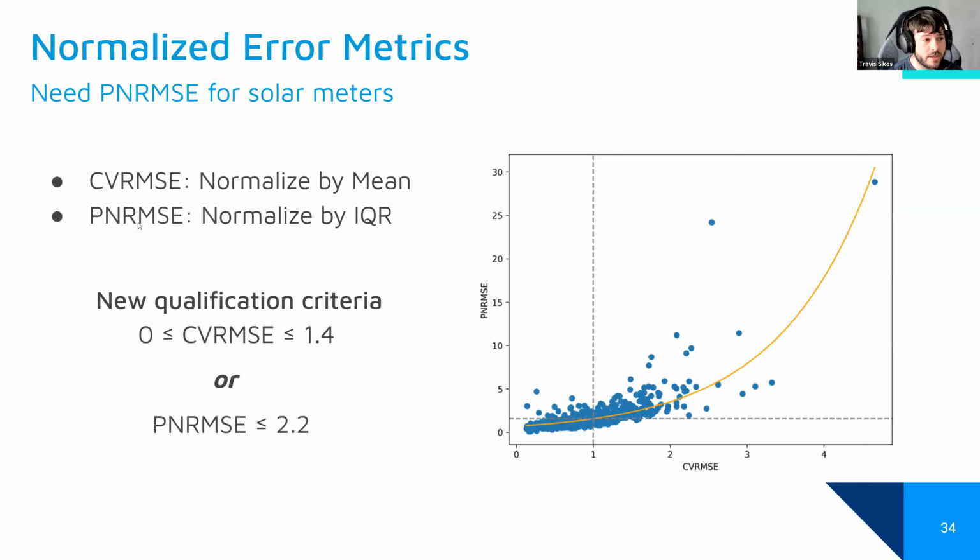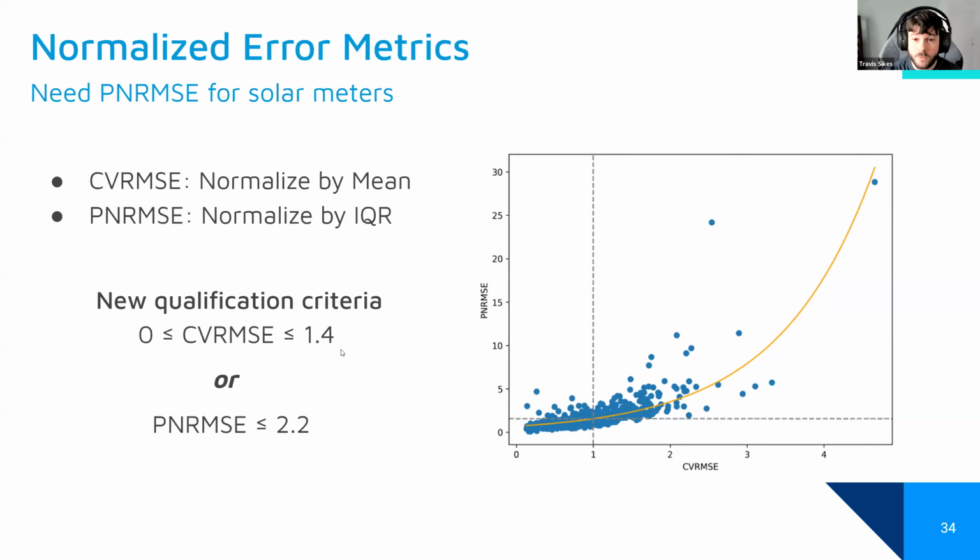So instead, what we've done is we have introduced PNRMSE, which is percentile normalized RMSE, where instead of normalizing by the mean, we're normalizing by the IQR of the observed data, or the interquartile range, which is a measure of the variance of the data. So now we're saying, what is the error relative to the variance of the observed data? This is something that will always be positive, even for solar customers. So this is something that we can use to qualify or disqualify customers based upon.